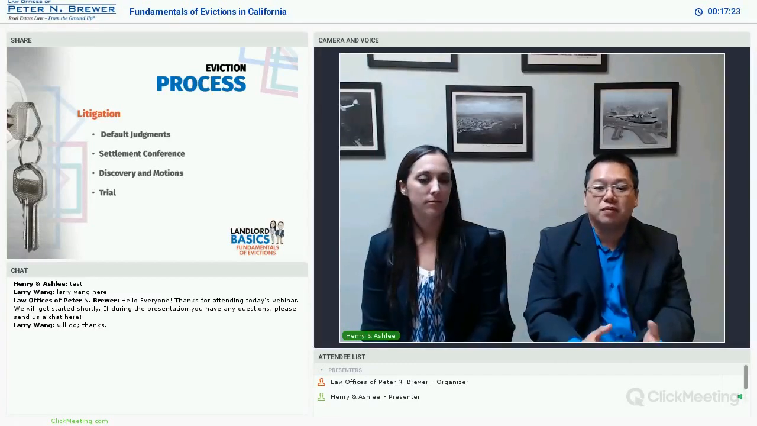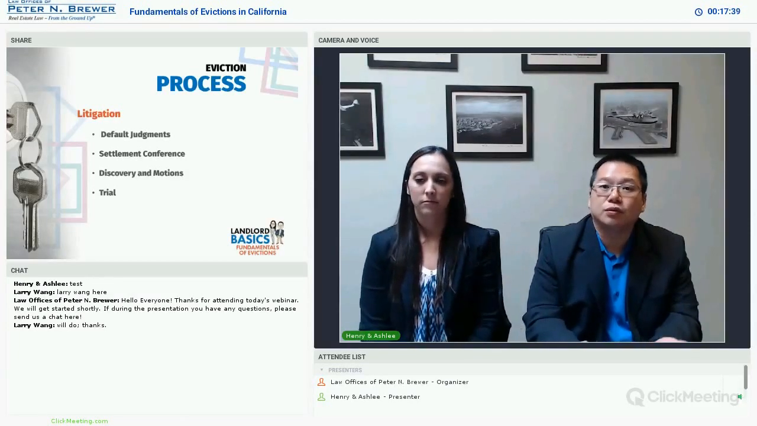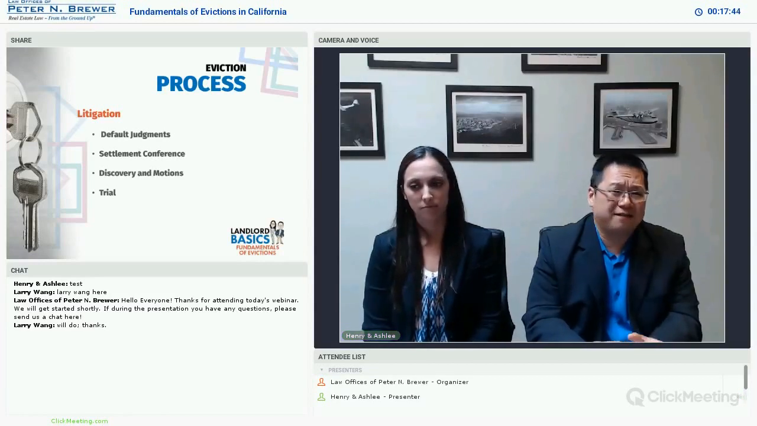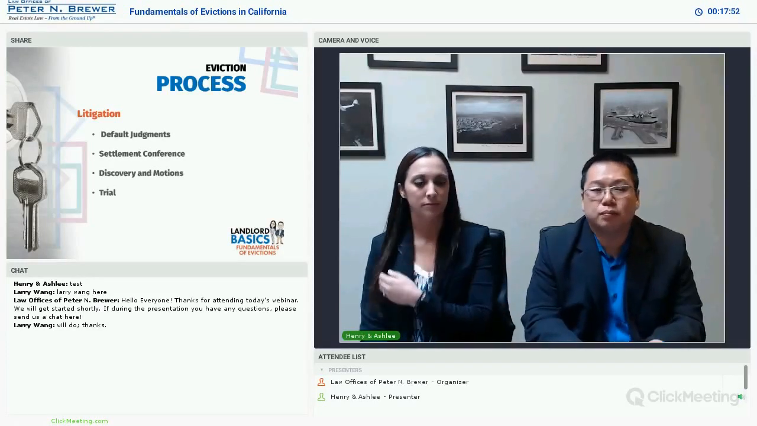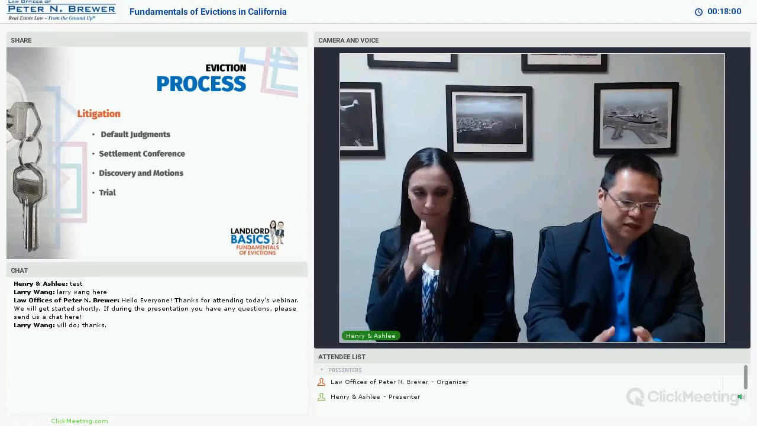Basically, discovery allows each side to get information from the other. So you can serve requests for interrogatories, which is basically just questions to the tenant, or the tenant sending you questions saying, please answer this, provide information about the support of your case. And then there are other forms too, known as requests for admissions and also requests for production of documents. In very, very rare instances, they can also seek a deposition of relevant parties. We almost never see it because it's pretty expensive and the process is pretty quick, but it is something that a savvy party, or someone who's trying to drag out the process and raise the cost, can do.